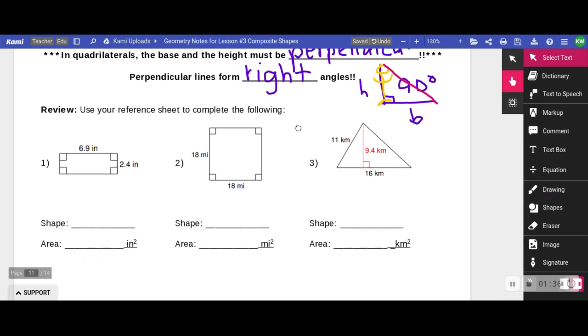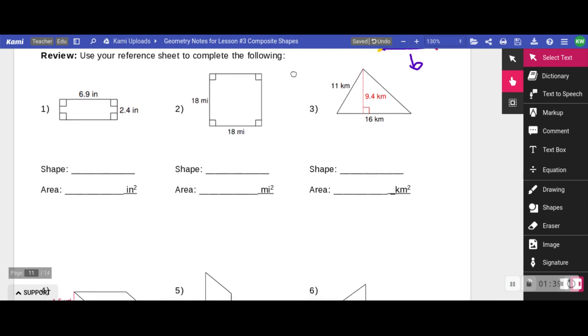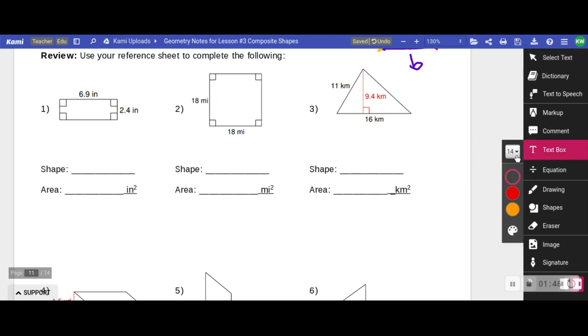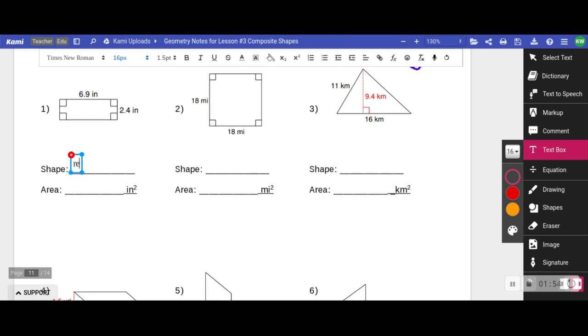All right, so use your reference sheet to complete the following. First, we're going to name the shape, and then we're going to find the area. So let's go through and name all of these shapes first. I'm going to type it because it'd be easier for me. This first shape is a rectangle. This second shape, it has equal sides, so it's going to be a square. Okay, this third shape you recognize as a triangle.